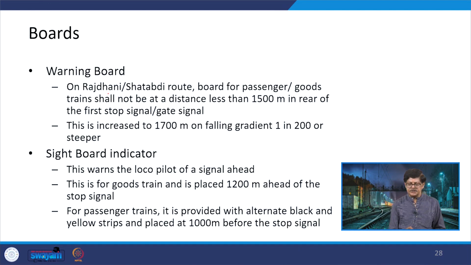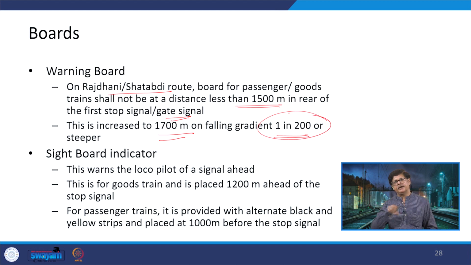Then on Rajdhani and Shatabdi routes, the board for passenger and goods trains shall not be at a distance less than 1.5 kilometers in the rear of the FSS or in the rear of the gate signal. Gate signal means the location where certain gates are being provided and there is a certain crossing by some other modes. This is increased to 1.7 kilometers on the falling gradients if the falling gradient is 1 in 200 or more than 1 in 200. So, that distance has to be increased because of the momentum which the train is going to generate when it is coming on the downgrade.